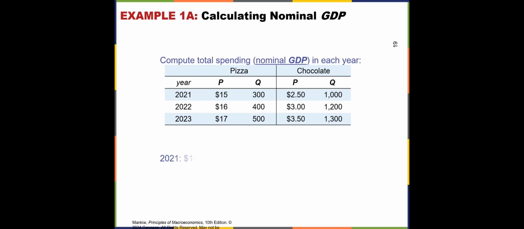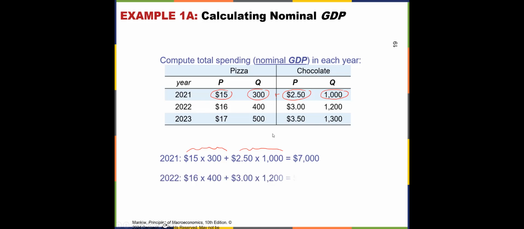And now let's calculate the nominal GDP in 2021. What I'm going to do is I need to find the value of total production in 2021. So I take 15 and multiply this by 300, which is the value we create by producing pizza, and then take the price 2.5 and then quantity 1000. So therefore, if you sum these two values, we get the nominal GDP of 2021.